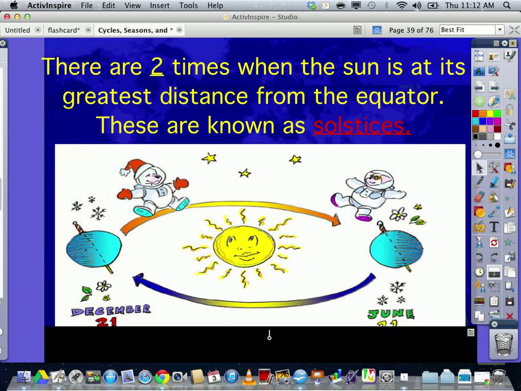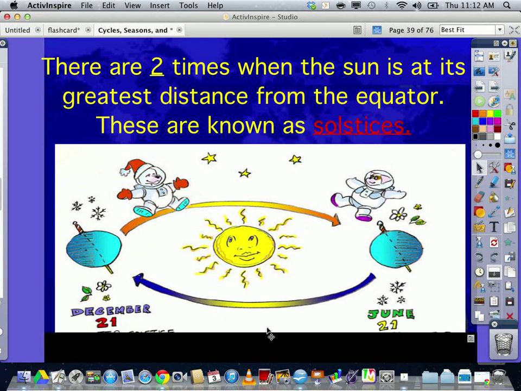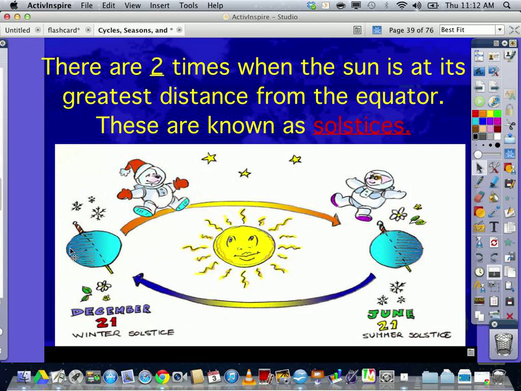So we have equal time of day and night. There are two times when the sun is at its greatest distance from the equator, and these are known as solstices. So here, like we've talked about before, you can see the Earth is tilted away from the sun, so we're in winter. And here, the Earth is tilted towards the sun, so there's summer.